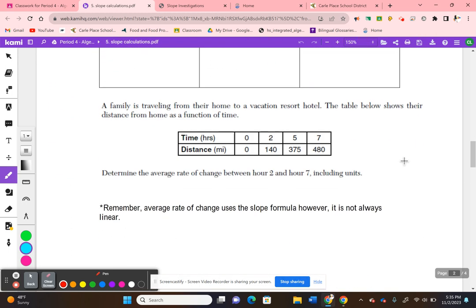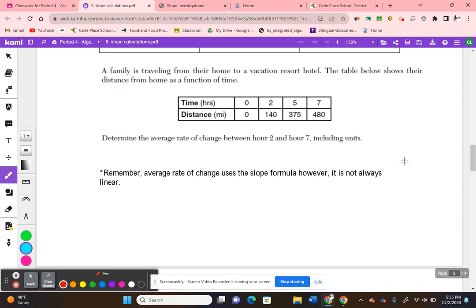And then this is just a word problem. You want to focus on hour 2 and hour 7. You don't have to look at the other numbers. That would give you your X and Y. Remember that X comes first and Y comes second.